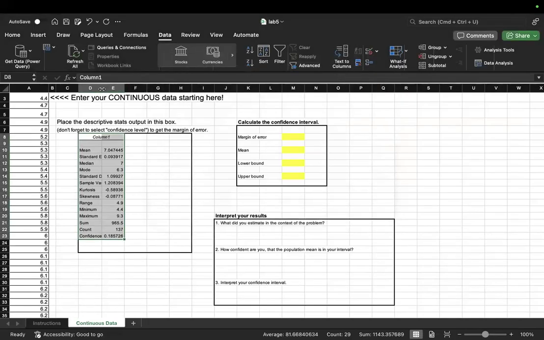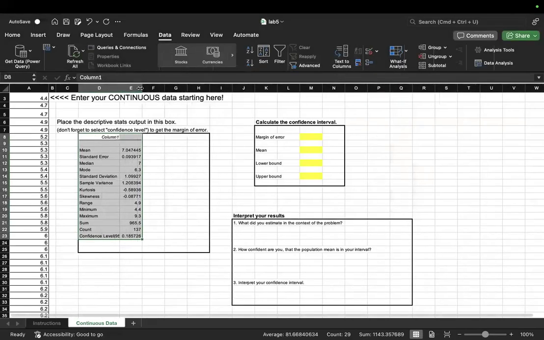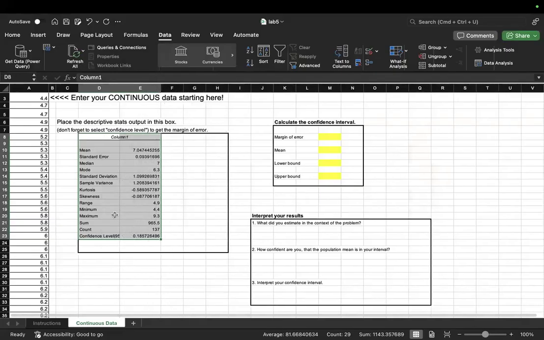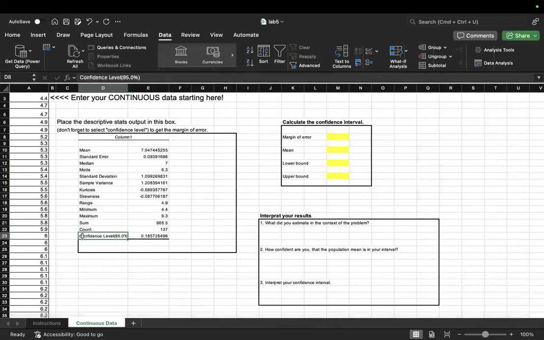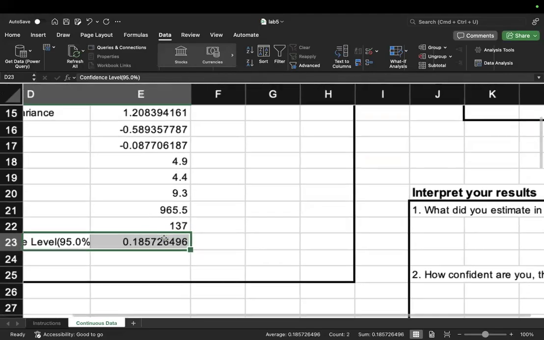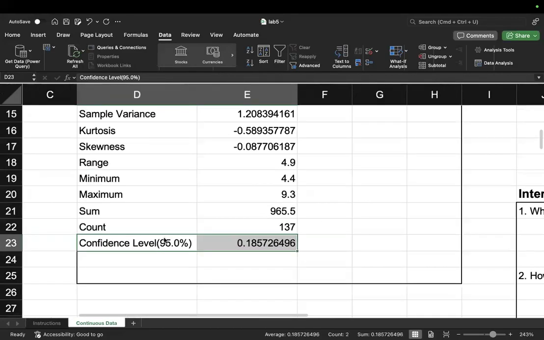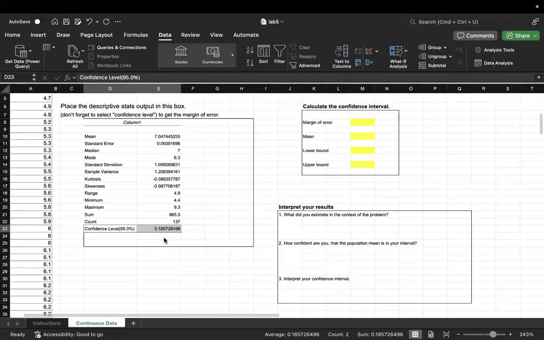I'm going to spread it out so I can read it. Okay. This is all lovely. All the stuff that we had before, but we've got something new. This right here, I'm going to highlight. This right here is our margin of error. That's what that box is right there. It says confidence level 95%. That's the margin of error.